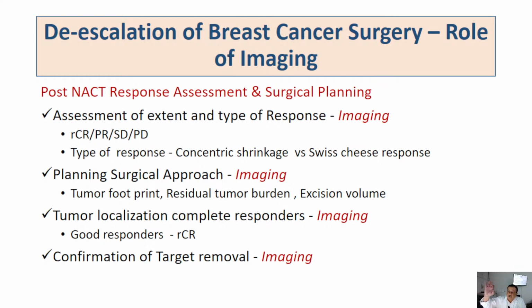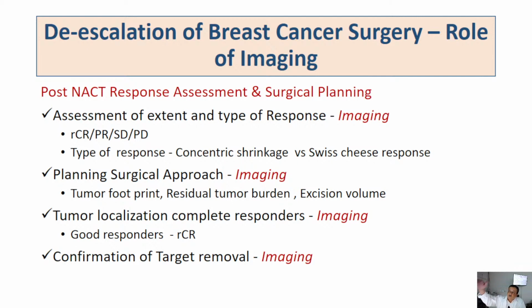Whether they are shrinking concentrically or there is a patchy response. Unless you know that, surgeons can miss the tumor when you go for conservation and you can end up with a high local recurrence rate. Type of response, planning surgical approach. What is the right approach? What is the tumor footprint? How much is the residual tumor burden? All this information is provided by diagnostic radiology after neoadjuvant chemotherapy, which will help in planning your treatment.